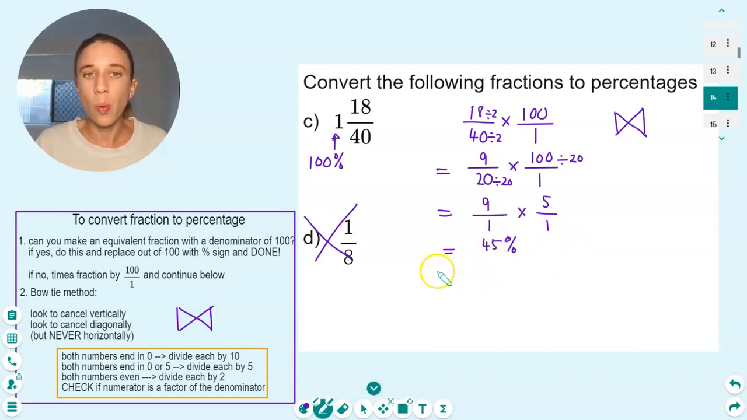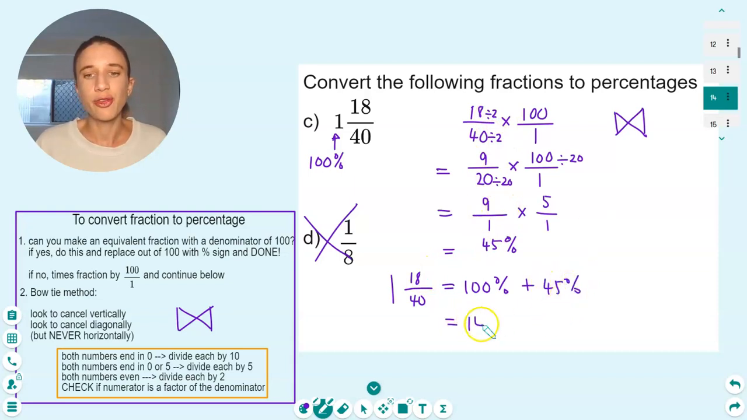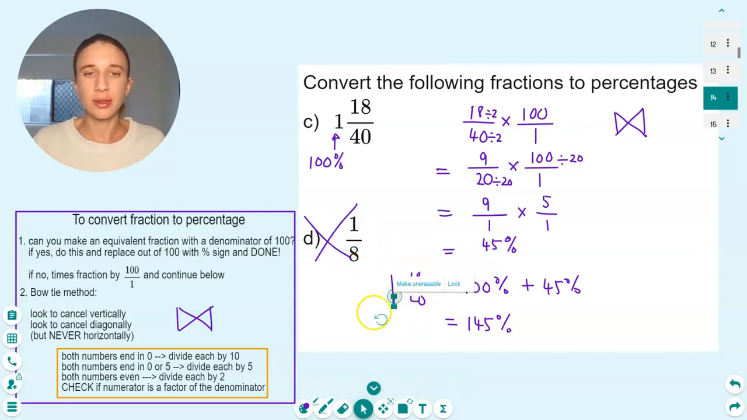So we had 1 and 18 over 40. I'm just going to rewrite that. Is 100% the 1 plus the 18 over 40 simplified to 45%. So 145%. It's quite a lot of work, isn't it? But that's all right. So let's actually check out this 1 on 8th question.